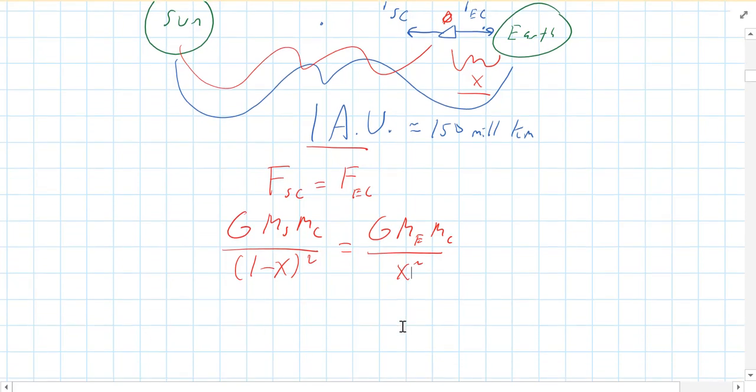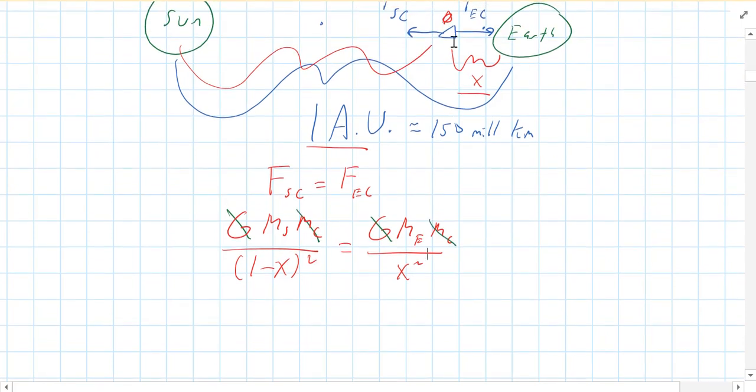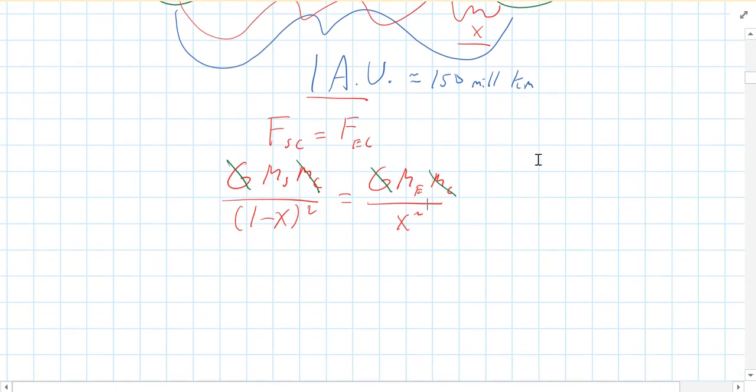Okay. Now, obviously, some stuff cancels, which is kind of nice. The G cancels, and the mass of the ship does not matter. So it could be a little Matchbox car. It could be, I don't know, a Tesla out in space. You know, there's a Tesla out there right now. It could be anything, and it's not going to matter. This location is set.